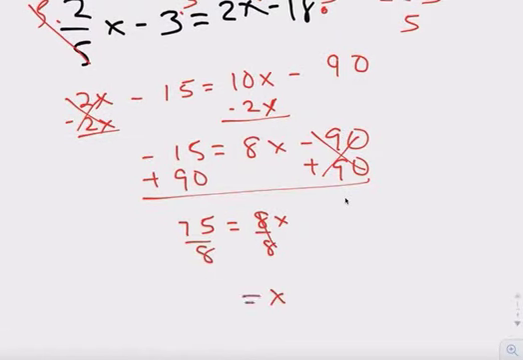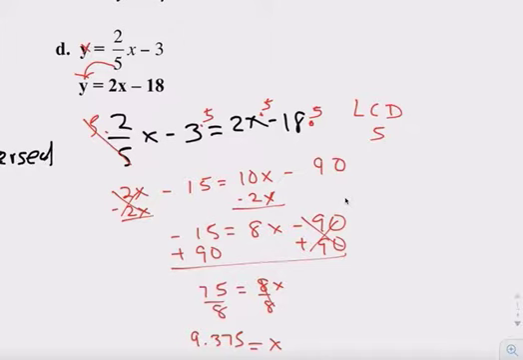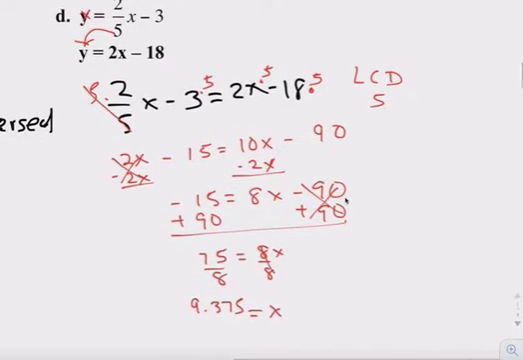X is equal to, you divide that. Let's see, a calculator here. 75 divided by 8 should be a decimal. Clear. 75 divided by 8. 9.375. You can leave it as a fraction, but I'm going to put it as a decimal because it's too hard. We're only finding the intersection. So x is 9.375.